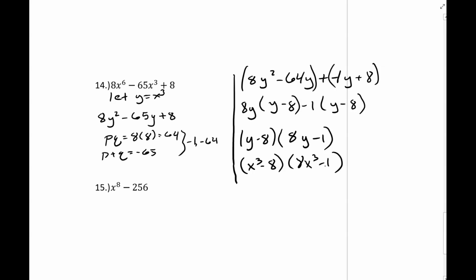And now I need to check to see if either of those factors can be factored. I notice that each of them is a difference of 2 cubes. x cubed minus 8 is x cubed minus 2 cubed. And 8x cubed minus 1 is 2x cubed minus 1 cubed. Right? Everybody can see that?